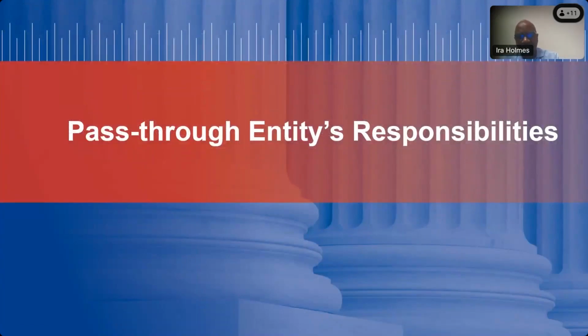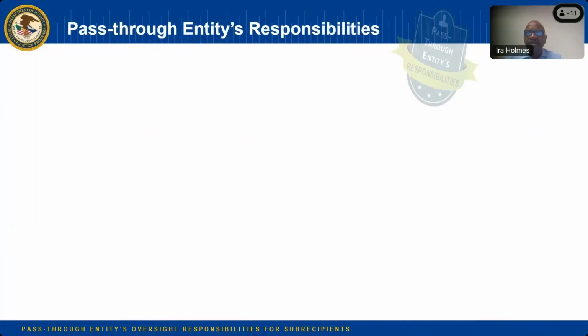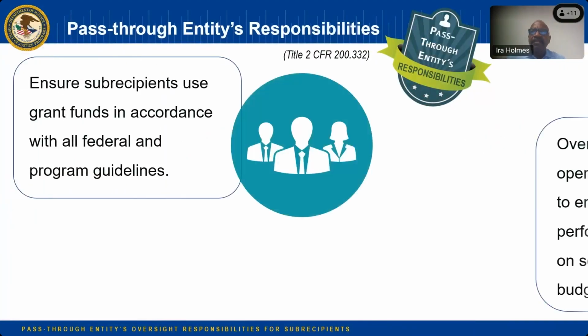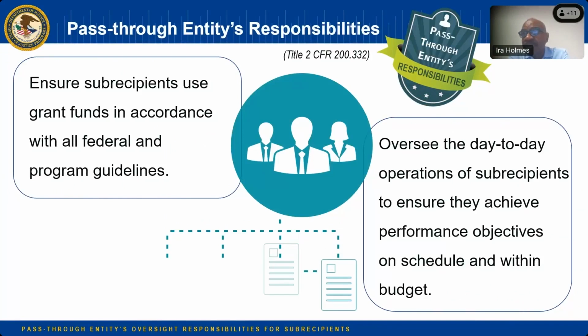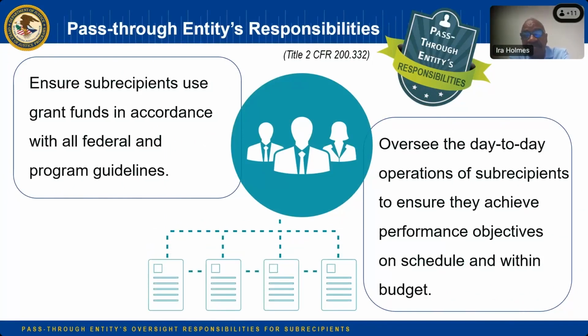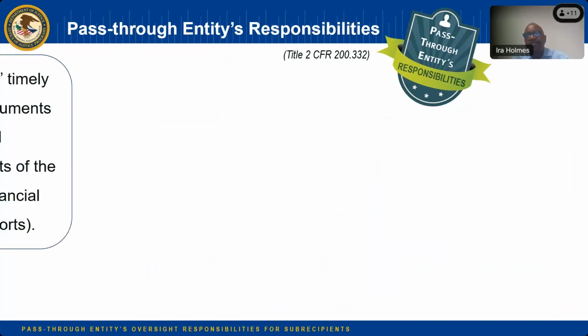Now, what are your responsibilities? Uniform Guidance, 2 CFR 200.332, says that your responsibilities include ensuring that subrecipients use grant funds in accordance with all federal and program guidelines. Your job is to oversee the day-to-day operation of the subrecipients. Now, that doesn't mean you're there day-to-day, but you're overseeing all of their operations on a day-to-day basis to ensure they achieve performance objectives on schedule and within budget.